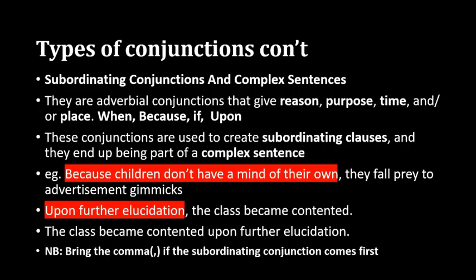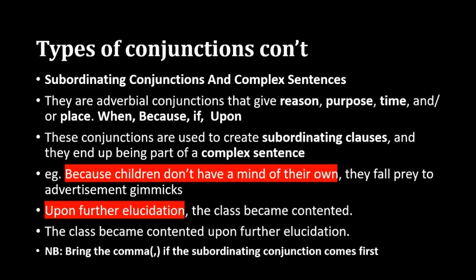Okay, so we have something we call subordinating conjunctions, and these are adverbial conjunctions that give reason, purpose, time, and or place. Okay, so we have subordinating conjunctions like when, because, if, upon. There are a couple of others, but these are the most frequent ones that we can use within our write-up, and it will be good to us.